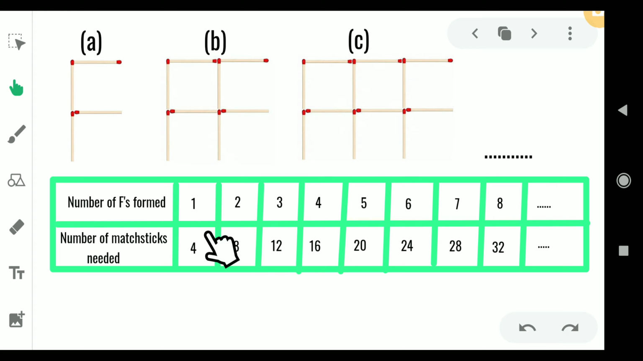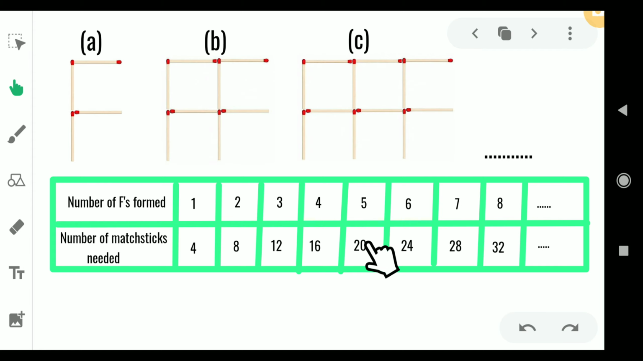This table can be understood by writing one sentence. Just look here. We can see that the number of matchsticks for making 1 F is 4 times the 1 F formed. Look here. The number of matchsticks required for the second situation is again 4 times this, that is, 4 times the F's formed. So just look at this. This 12 is 4 times of 3, this 16 is 4 times of 4, and this 20 is 4 times of 5.